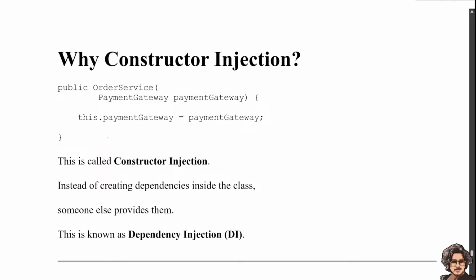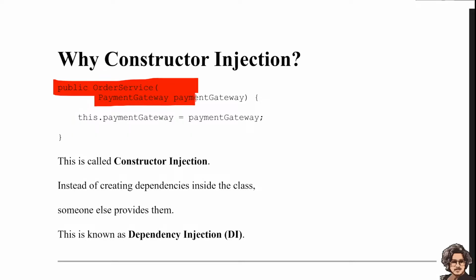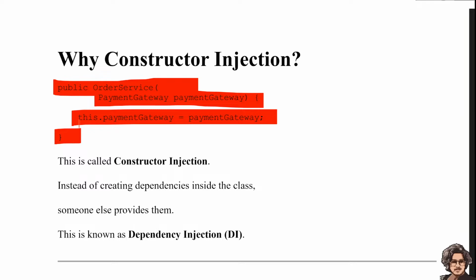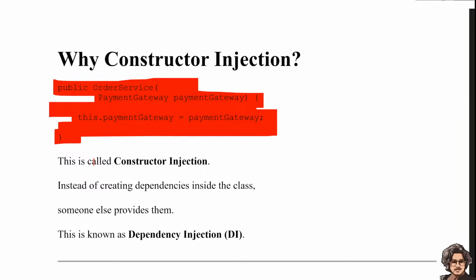And why constructor injection? Why is constructor injection there? We have a public OrderService, inside this we have the PaymentGateway, and the gateway is passed in like this. So why do we use this constructor? This is called constructor injection.